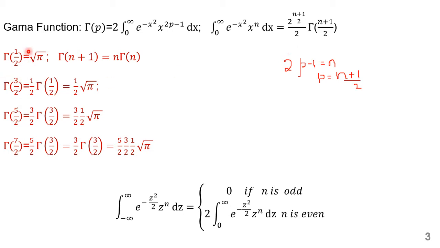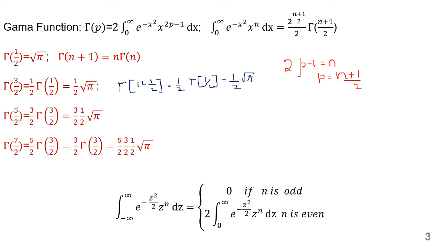Now let us compute certain gamma functions. Gamma of half is always given by root pi. Gamma of n plus 1 is equal to n into gamma of n. That means gamma of 3 by 2 can be written as gamma of 1 plus 1 by 2. So therefore it is half into gamma of half, that gives you half into root pi.